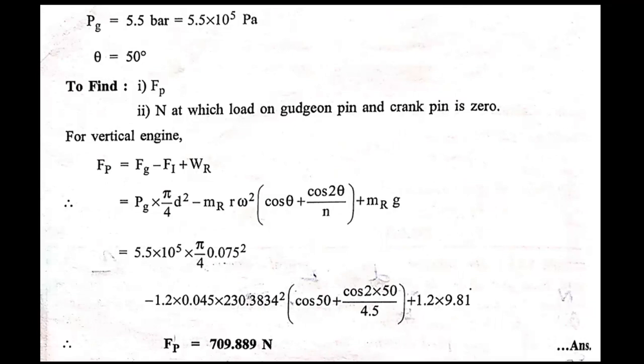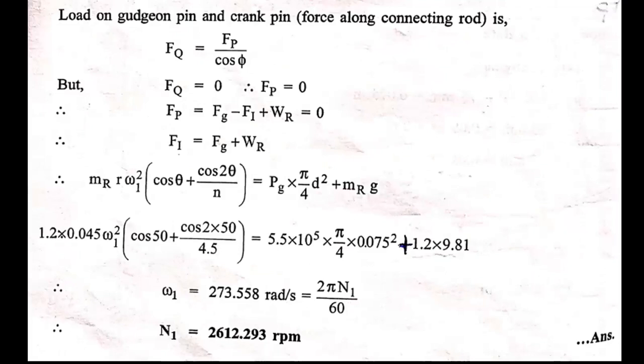So Fp is equal to Fg minus Fi plus Wr. We have already solved this type of equation in the earlier stage. So we get the value of Fp is equal to 709.889 Newton. Then load on the gudgeon pin and crank pin is Fq is equal to Fp upon cos phi. So Fq is equal to 0. That means Fp becomes 0, and Fp is equal to Fg minus Fi plus Wr also becomes 0. So Fi is equal to Fg plus Wr.